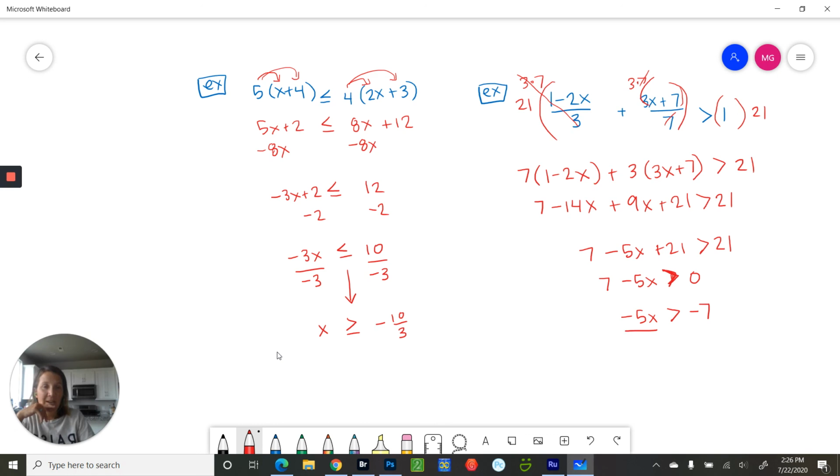Now I'm going to divide by a negative number. So this sign, the first thing that has to happen is it has to switch around. And we get x is less than. Negative divided by negative becomes a positive. And x is less than 7/5. A reminder, do not change your answers to mixed numbers. I want them as improper fractions. Okay, so keep it with a large number on top all the time with these.